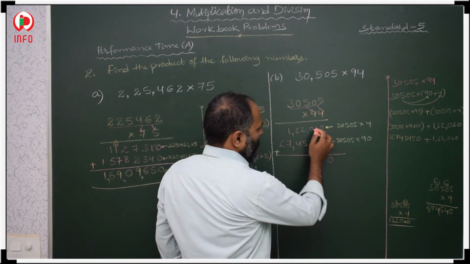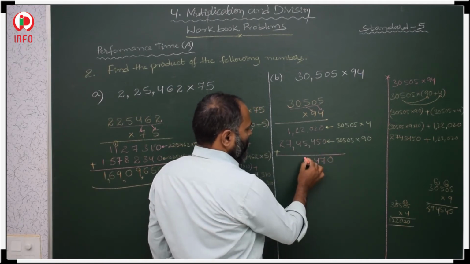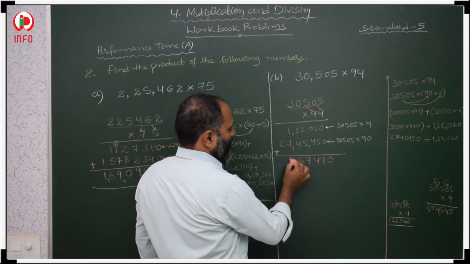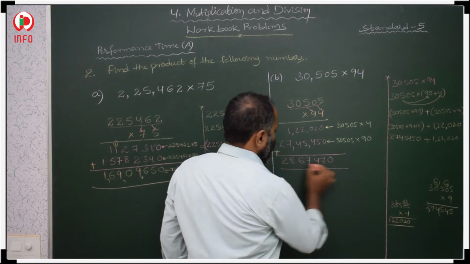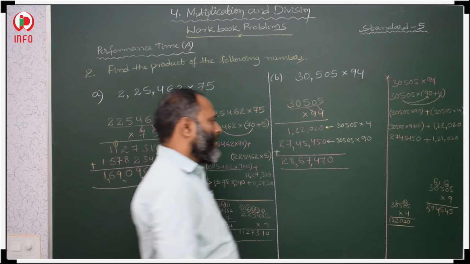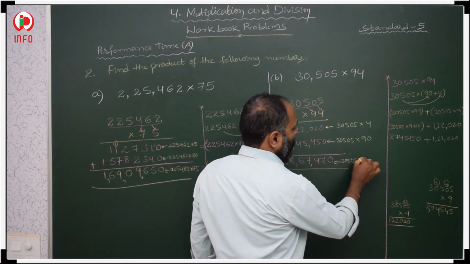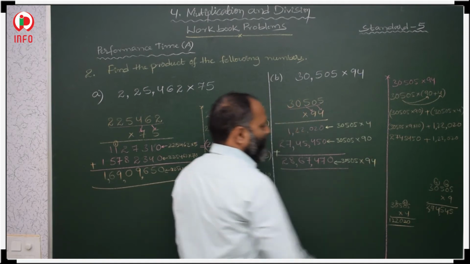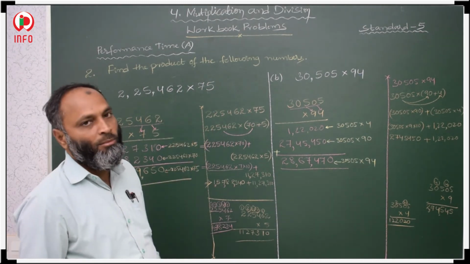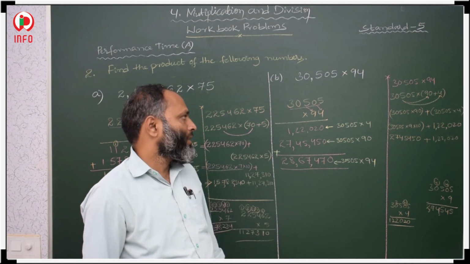0, 5 plus 2, 7, 4 plus 0, 4, 5 plus 2, 7, 4 plus 2, 6, 7 plus 1, 8 and 2. This is 28,67,470. So it is the product of 30,505 into 94. In this way we have to do. If a large number is given, then with a 2-digit number, the multiplication process is like this.